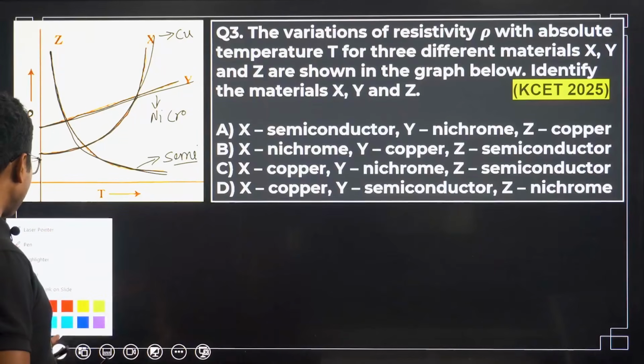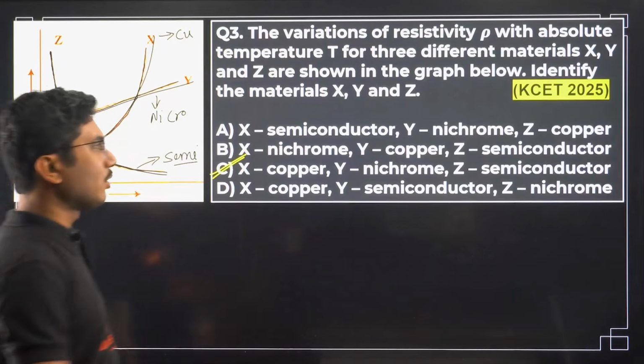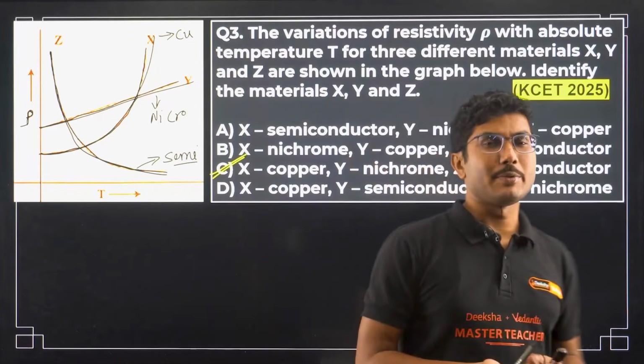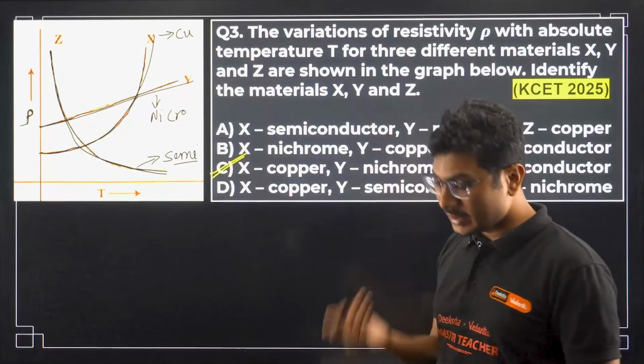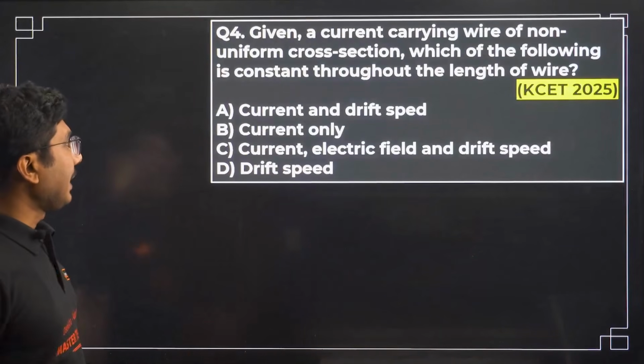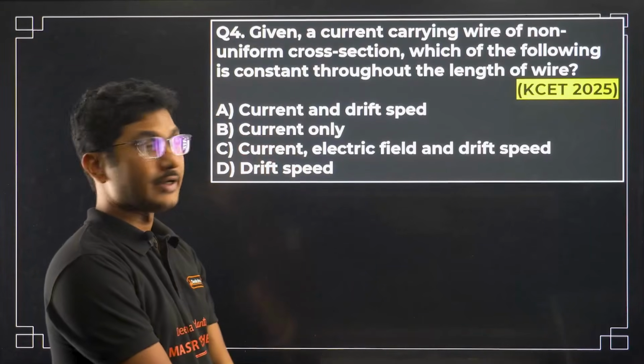So we have identified them. Now go back to our options. X is copper, Y is nichrome, Z is semiconductor. If you get any two of them correct, then the third one will obviously be correct. So don't worry about it, right? Now next question. Again, these questions are all from 2025.